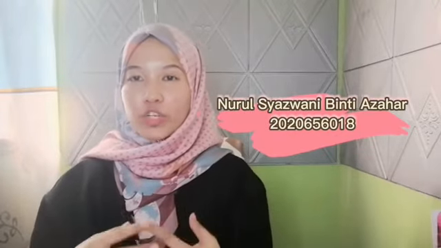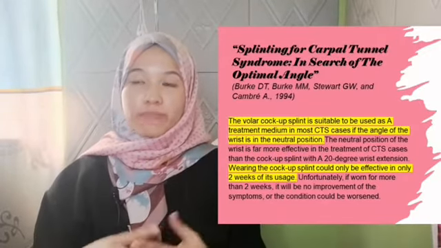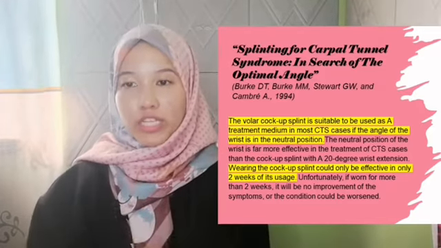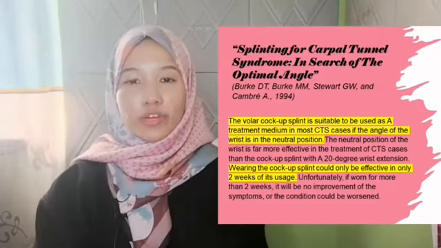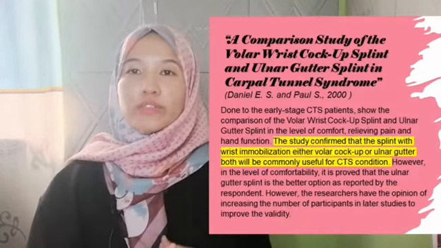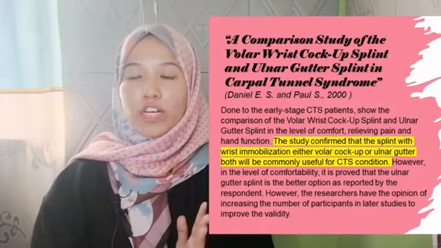Hi, I'm Wani and I will talk about the evidence of intervention. A volar splint is suitable to be used as a treatment medium in most CTS cases if the angle of the wrist is in a neutral position. Also, the study suggests that wearing the splint could be effective only within two weeks of its usage. The second one is the splint with wrist immobilization, either volar or dorsal.